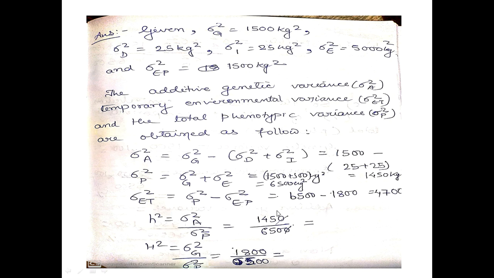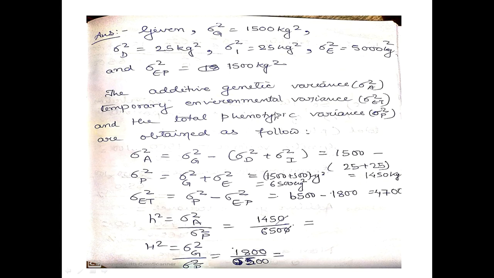We know that repeatability is equal to sigma square G plus sigma square EP upon sigma square P, and sigma square P will be equal to sigma square G plus sigma square E. Let me check it: sigma square G is 1500 and sigma square E is 5000.